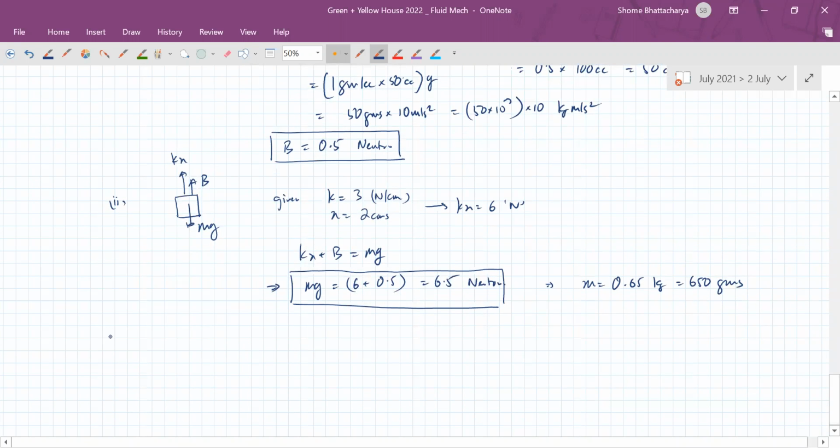Right. So hope all parts of this question are clear now. So we got the mass as 650 grams and the volume of the metallic block we know is 100 cc. So therefore the density of the metal is 6.5 gram per cc, or that's the same thing as 6,500 kg per meter cube. So we can also see that the relative density is 6.5.